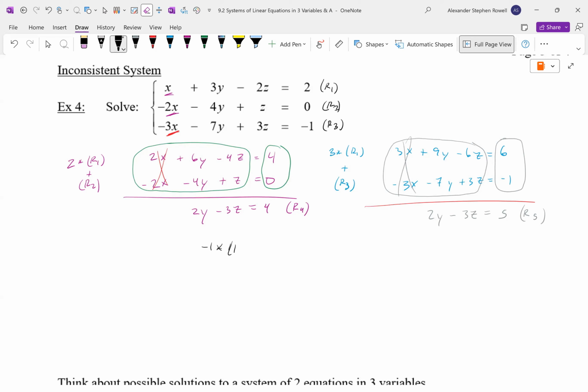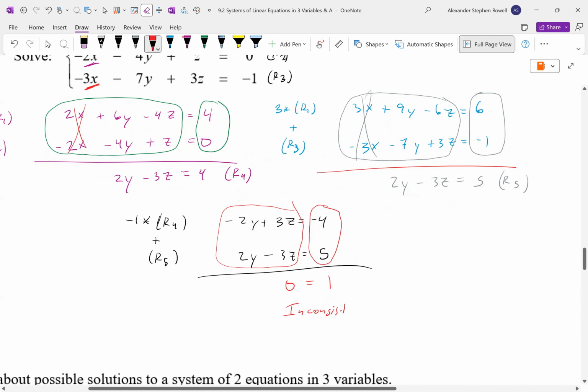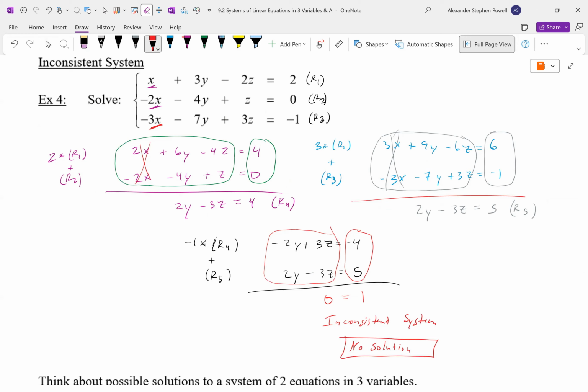Negative 1 times row 4 plus row 5 would give us negative 2y plus 3z equal negative 4. We'll add it with 2y minus 3z is equal to 5. When we add the sides of the equations together, what do we get? 0 is equal to 1. What do you think? Inconsistent system, no solution. Any questions about this?